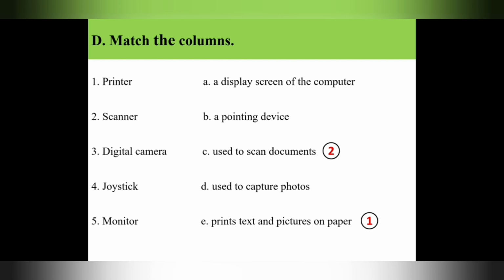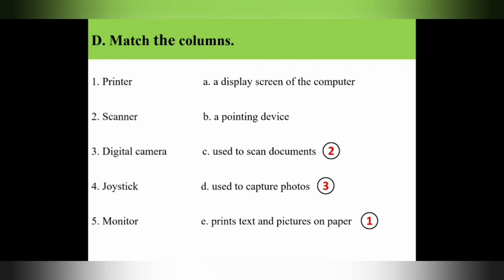Third one, digital camera. The options are a display screen of the computer, a pointing device, used to capture photos. What is the use of digital camera? Cameras are used to capture the photos, no? So which one is the correct option? D is the correct answer, used to capture the photos.